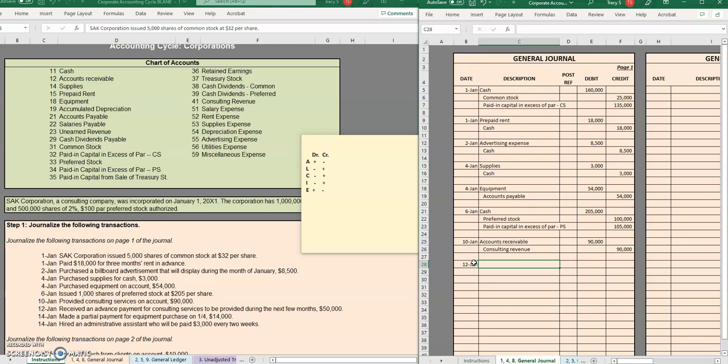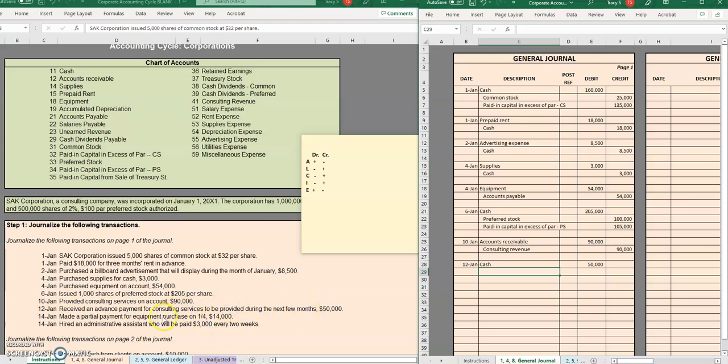All right, next we received an advance payment for consulting services to be provided during the next few months, $50,000. So we received cash in advance, so our cash is increasing. Again, cash is an asset. If you don't know how to categorize those accounts, please make sure that you're reviewing some of the past videos. It's going to be very important that you are super comfortable with doing that at this point. So cash $50,000.